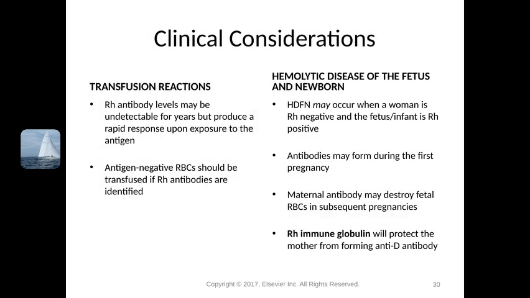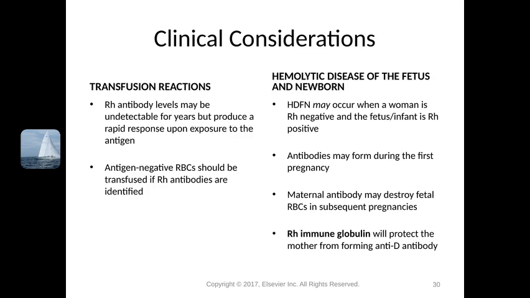So why do we care about the Rh antigen? Well, we can see transfusion reactions because if they're not exposed to the Rh, it can go undetectable for years. But then once they're exposed to Rh positive blood, it can become a transfusion reaction and that antibody activity goes up a lot higher. So we will give antigen negative red cells if we have any type of Rh antibody. And this is not just D. This is D, big C, big E, little c, little e.